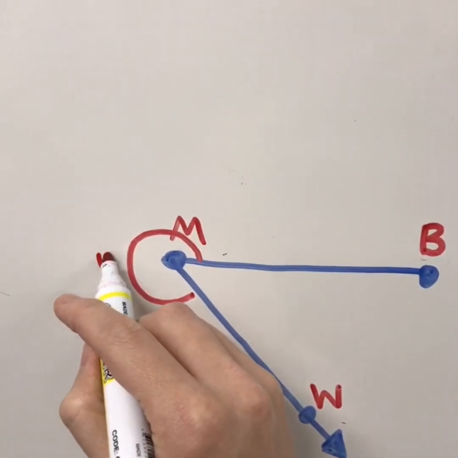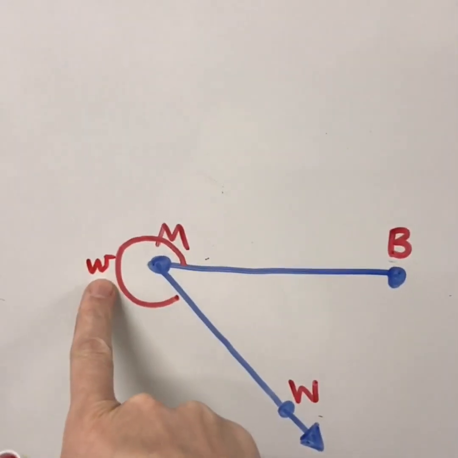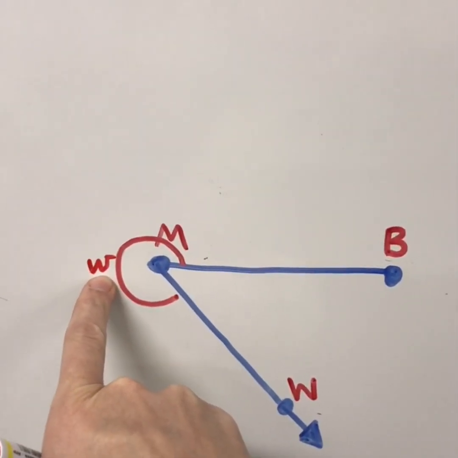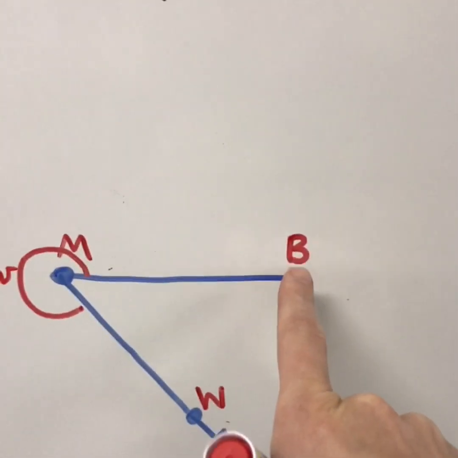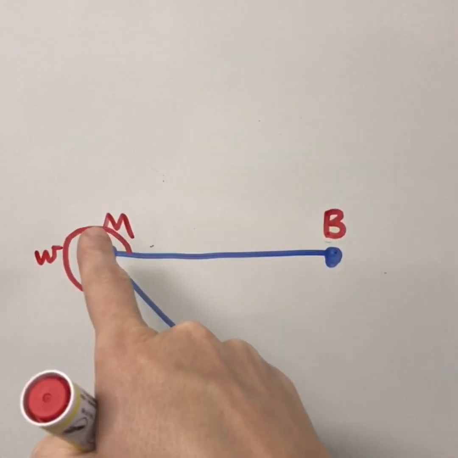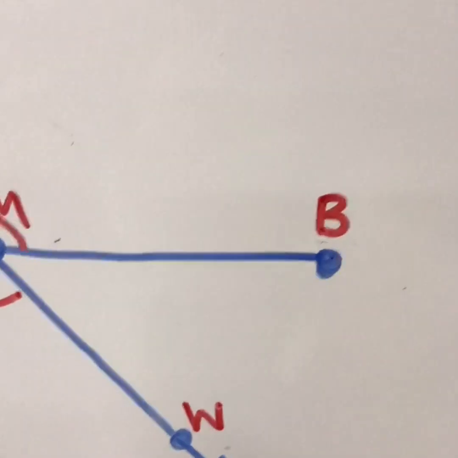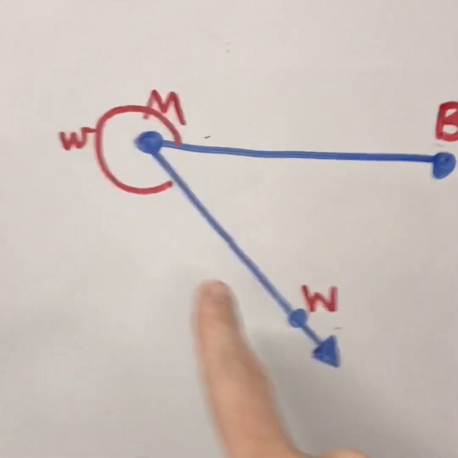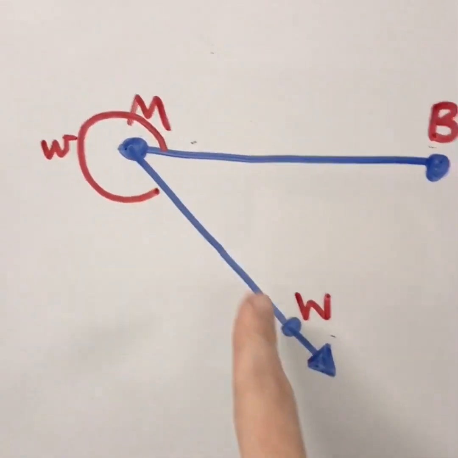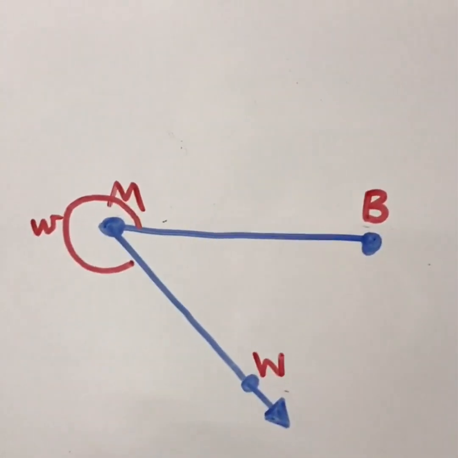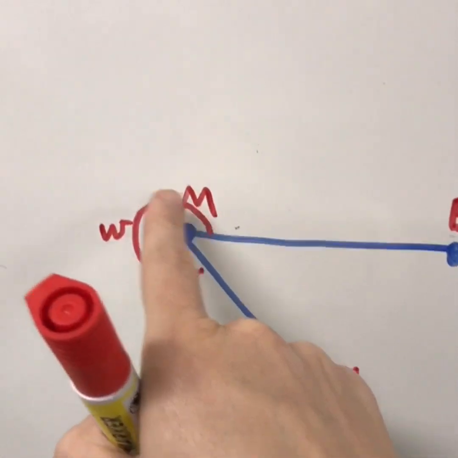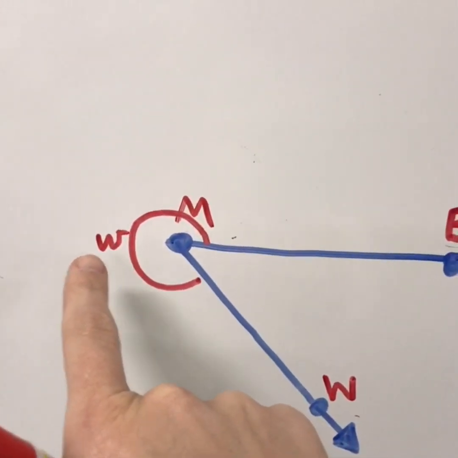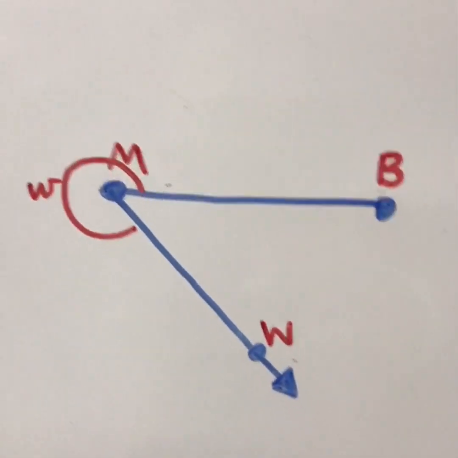Remember that angles are labeled with lowercase letters, but points are labeled with uppercase letters. This line segment would be called line segment MB. This ray would be called ray MW. BMW, get it? Over here, my reflex angle is W.